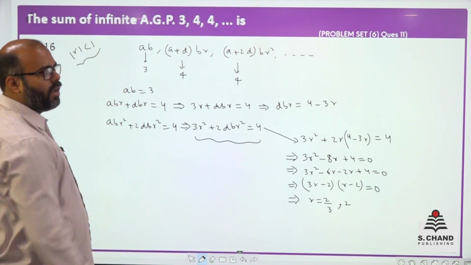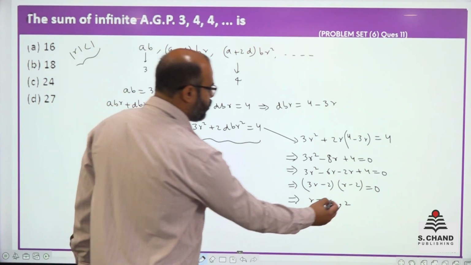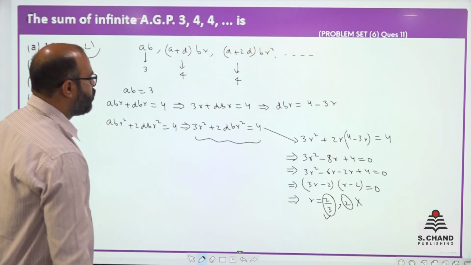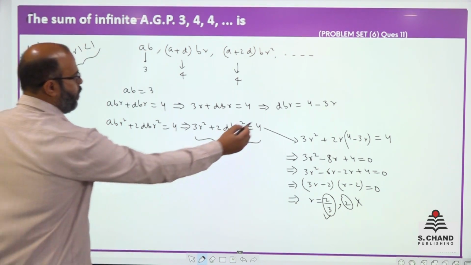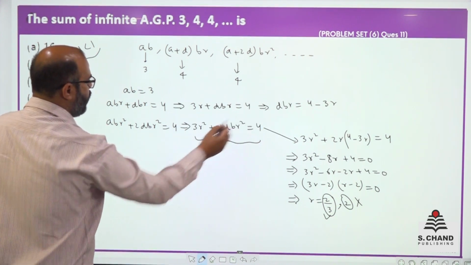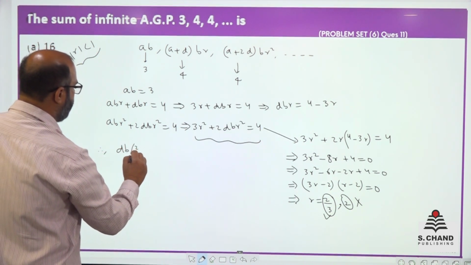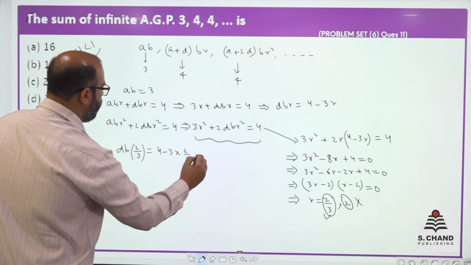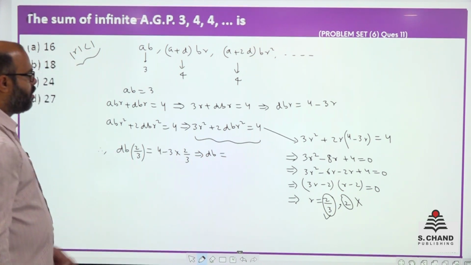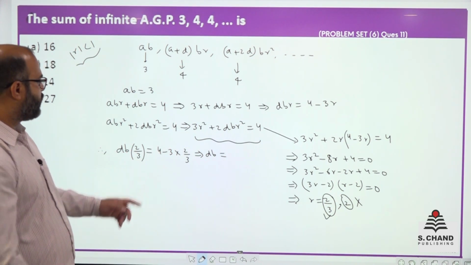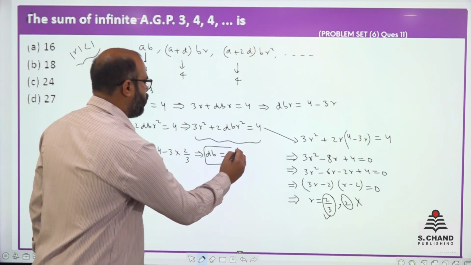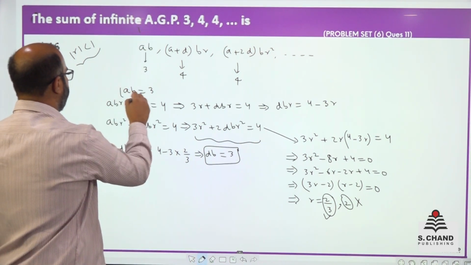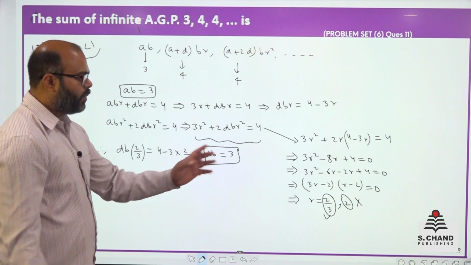Only then can you find the sum. Otherwise it will be infinite. So you can't take r as 2. You can't take it as more than 1. So r is 2 by 3. So when you take r as 2 by 3, dbr is equal to 4 minus 3 into 2 by 3. So db will come out to be 4 minus 2, the 2s cancel, db will be 3. So db is coming out to be 3 and ab is also 3. And r is 2 by 3.